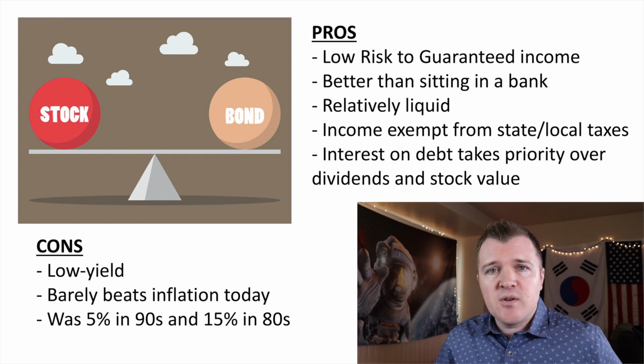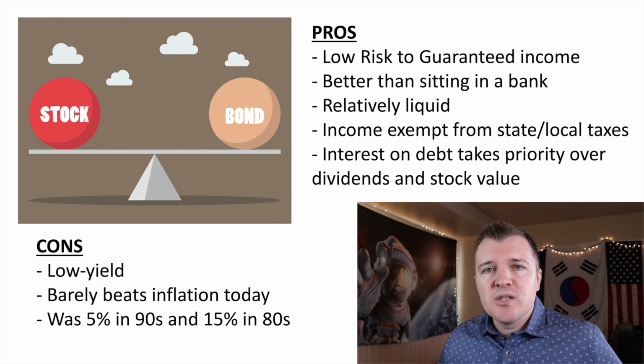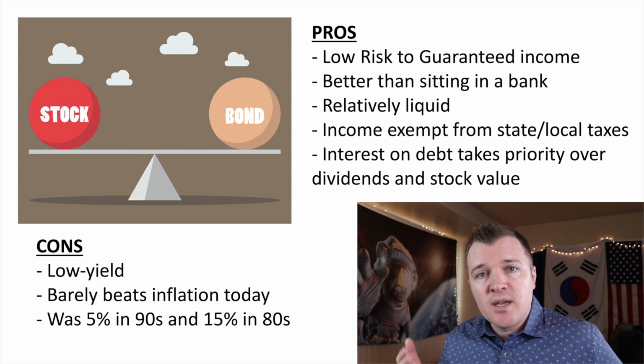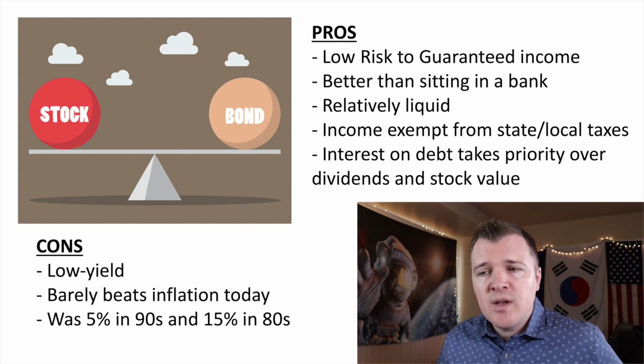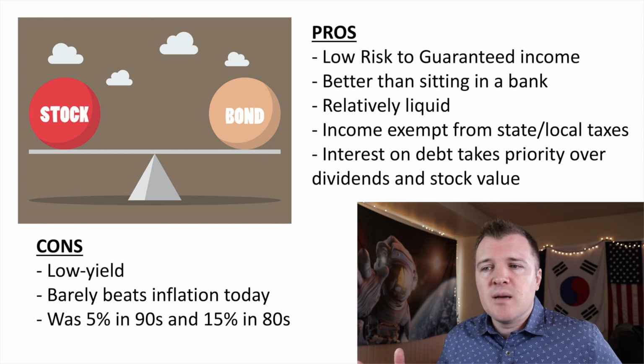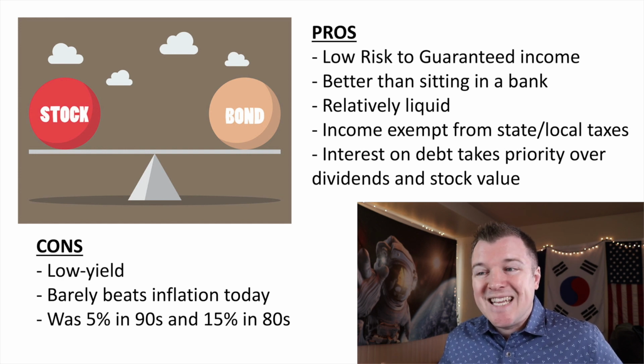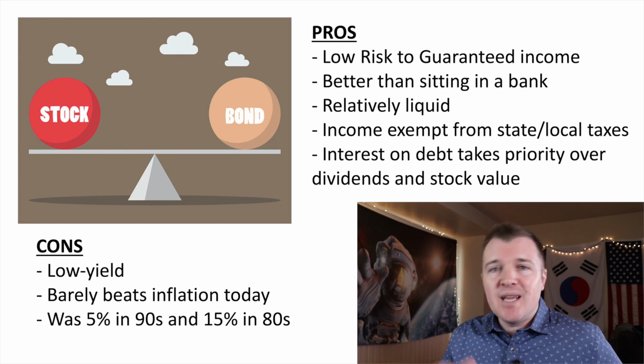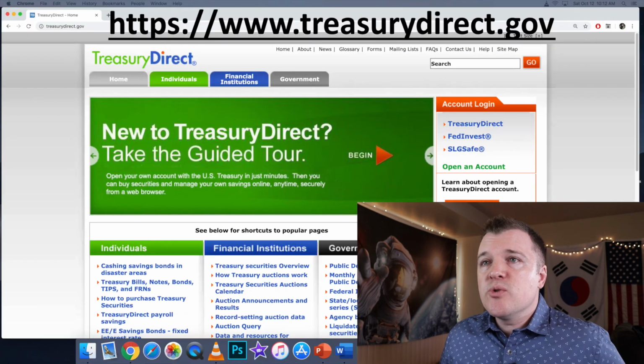We'll go over the specific rates later in the video, and I'll show you what I mean by that. What you earn on a bond is roughly correlated with interest rates set by the Federal Reserve. So government bonds back in the 90s were earning 5%, and in the 80s they were earning as high as 15%. So today they're barely earning 2%.